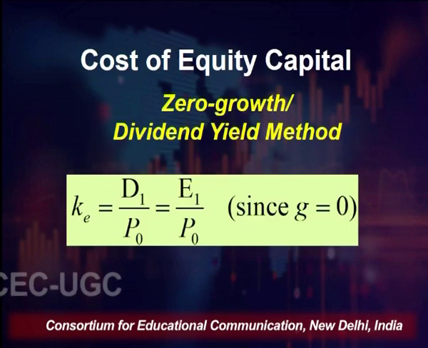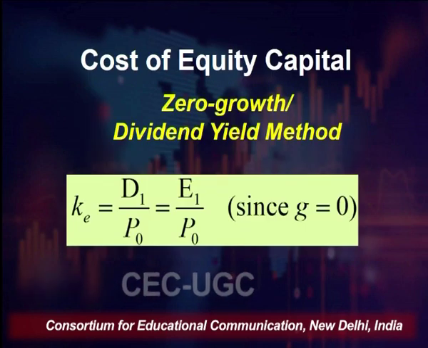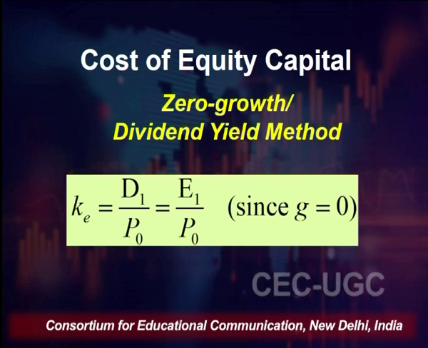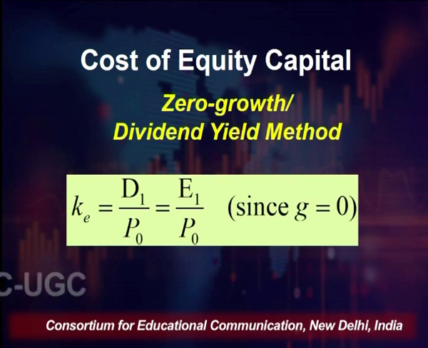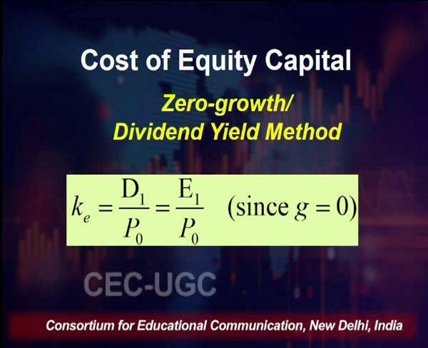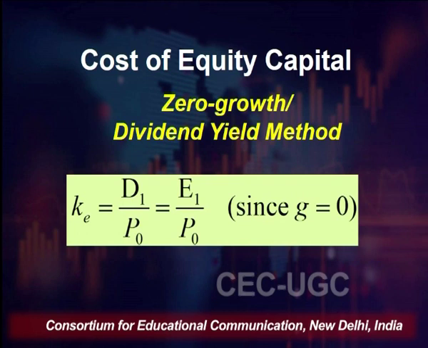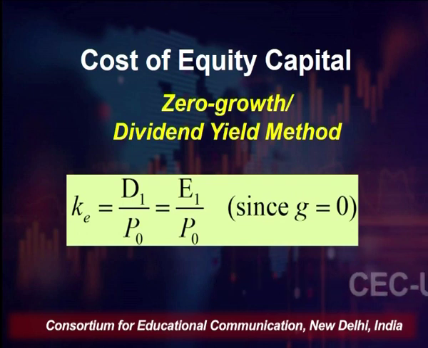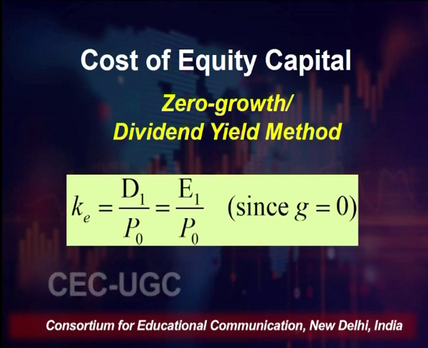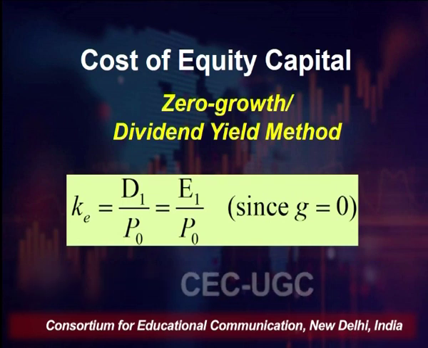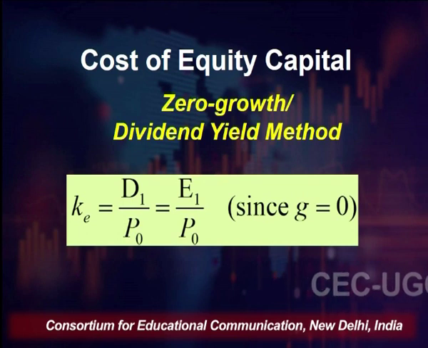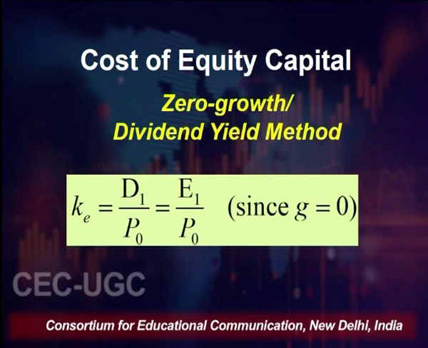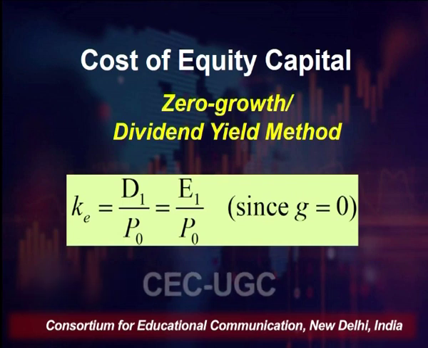Okay. Now, with this we will move ahead with cost of equity. While calculating cost of equity, there are different scenarios that we go through. Okay, like there is a case where we have zero growth. We also call it the dividend yield method, with which we calculate the cost of equity capital. In this case, cost of equity is equal to dividend at the end of first year, that is D1, divided by P0, the price of share now at time 0.